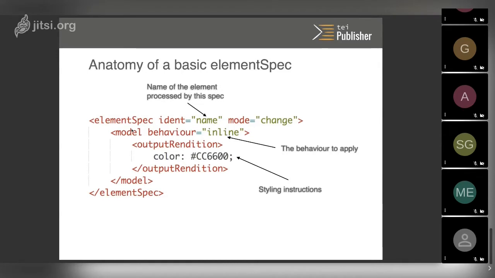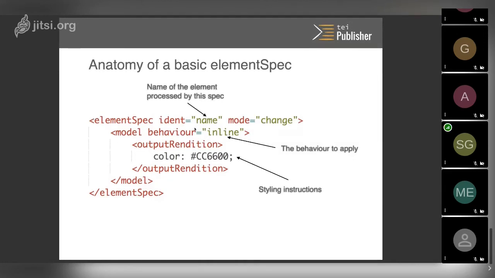Basically, if we want to process a given TEI element, what we need is an element spec. This element spec has an identifier which corresponds to the element we want to process. In this example, we want to process a name. There are different ways to encode names in TEI. One is to use name, another one is to use persName. There are even more, like rs and so on. In this case, this document was using name. So that's the name of the element to be processed by this element specification.